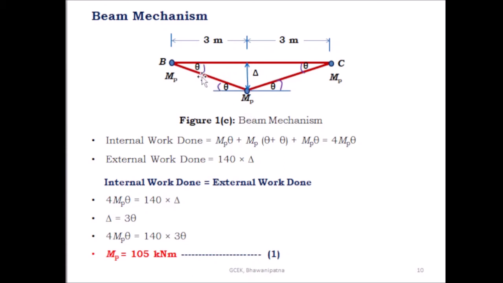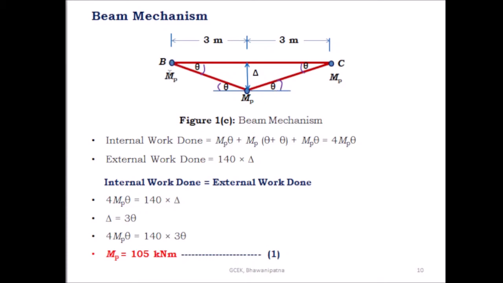And this is the rotation that takes place at B and C. The rotation at B is theta and the rotation at C is theta, because the load is present at the midpoint of the span BC. So at both ends the rotations are equal, that is theta. Delta B is the virtual displacement under the load point. Here the rotation is theta plus theta, which is equal to 2 theta.